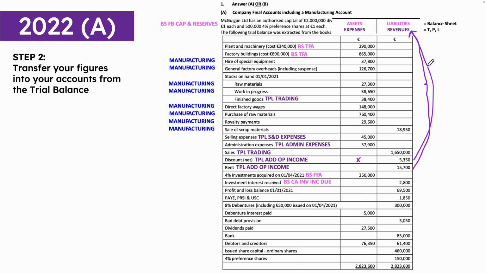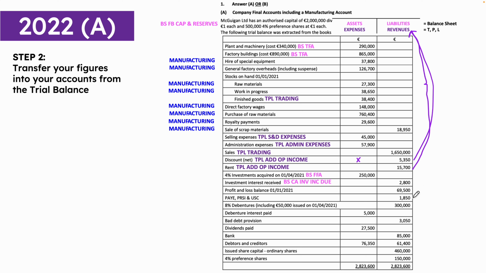Then you've got 4% investments. That's going to go into the balance sheet investment income due. So investments themselves, financial fixed assets, investment interest received. That is the amount that we have received this year for the investments. Now, it is not the amount that we are due to get, okay? It is not the amount that we are due to get. We will be owed more investment income at the end of the year. So this figure will help us establish how much of investment income is due at the end of the year.